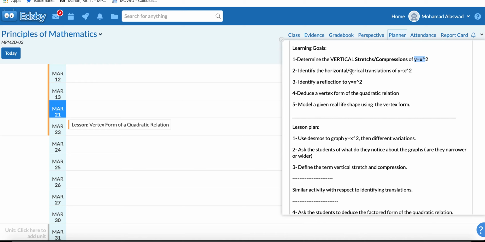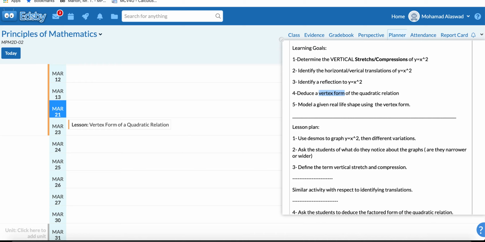Second, we're going to identify horizontal and vertical translations. Now, I don't think this is a new word to you. I think you know what translations are. But anyway, we're going to talk about them in detail, again, of the parent function or the parent relation. Then we're going to identify reflection. Again, I don't think this is a new word, of y equals x squared. Then we're going to learn a new form of the quadratic relations. It's the vertex form. And then try to model some shapes using that vertex form.